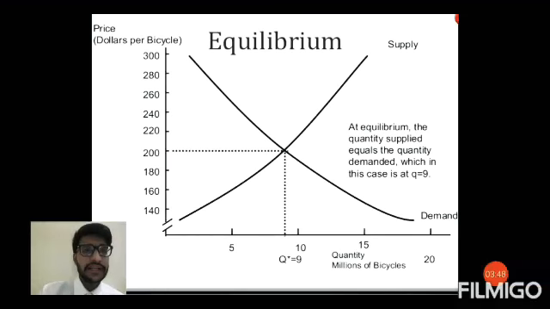Equilibrium: the role of supply and demand in reaching equilibrium. Here is a table of roll prices, 140, 180 and so on, and the quantities of rolls, 5, 10, 20 and so on. At equilibrium, the quantity supplied equals the quantity demanded. Equilibrium is a condition that exists when the quantity supplied and the quantity demanded are equal.